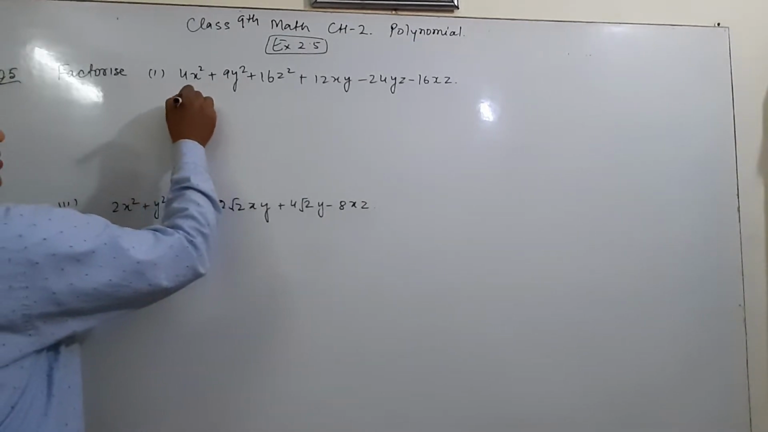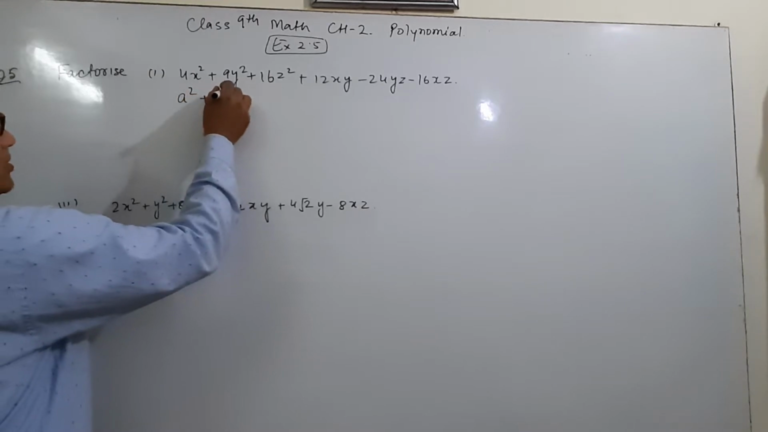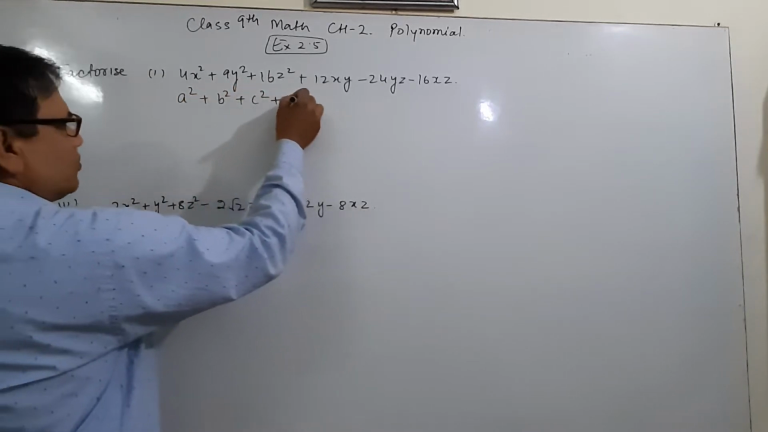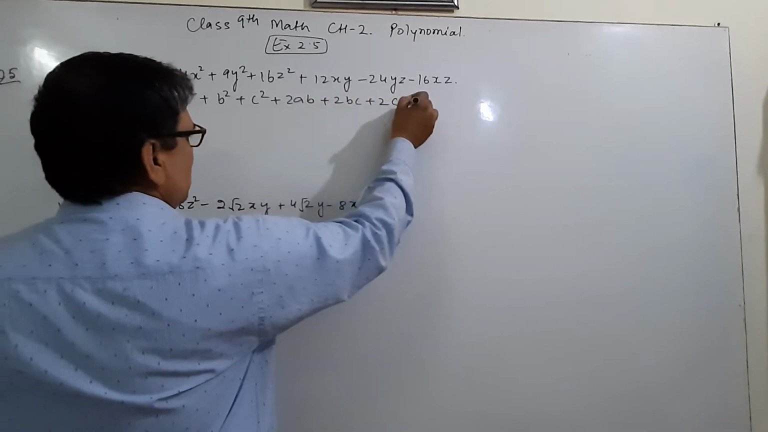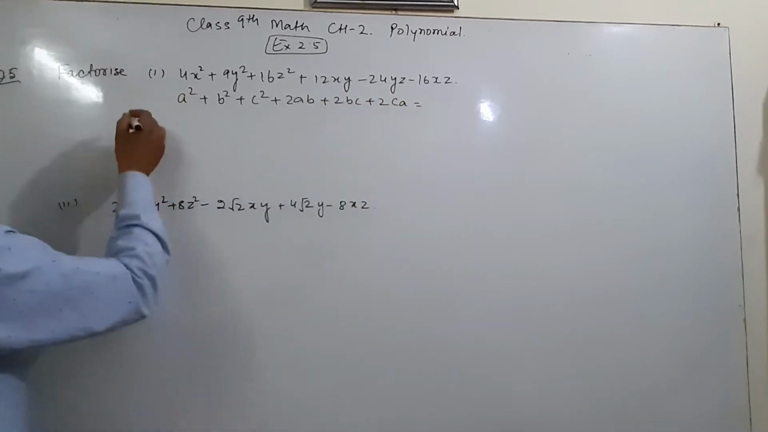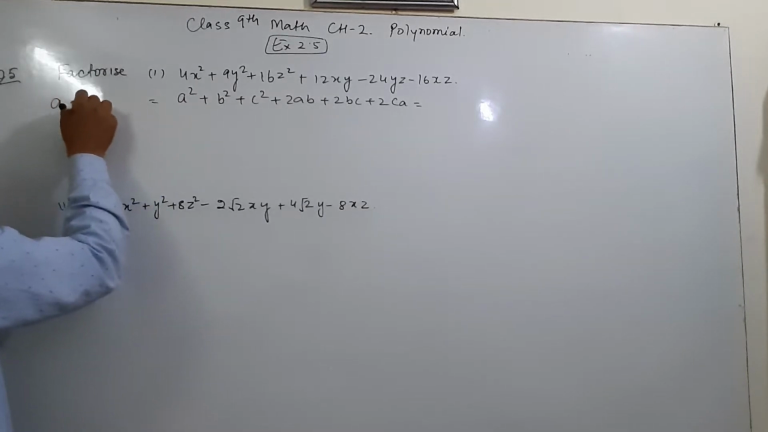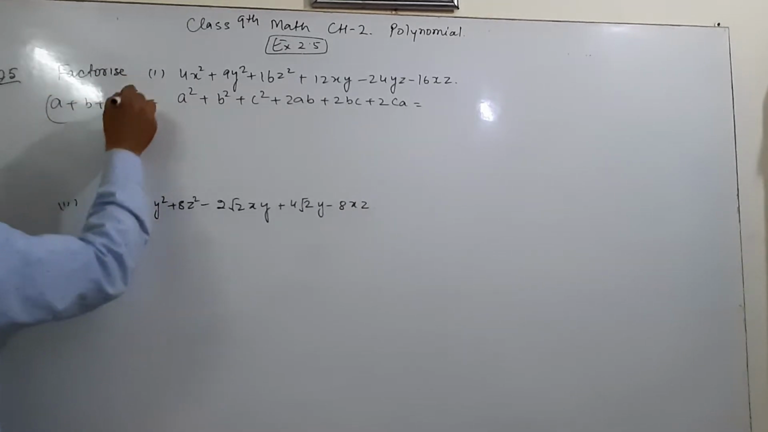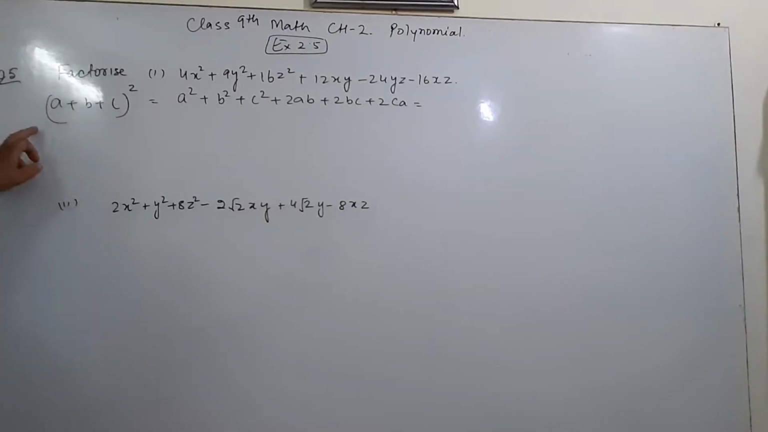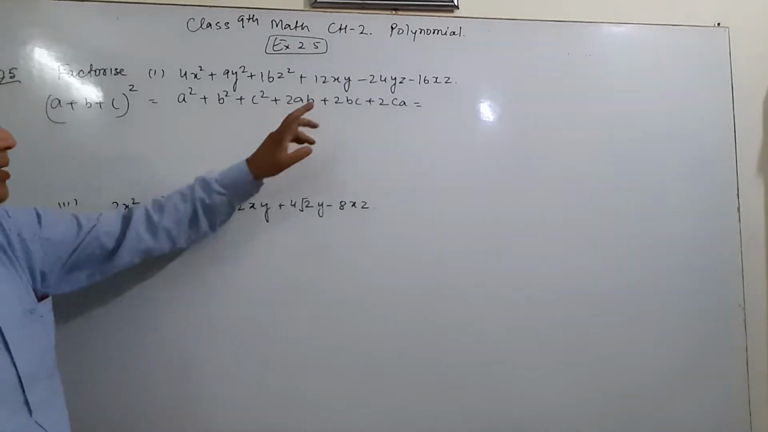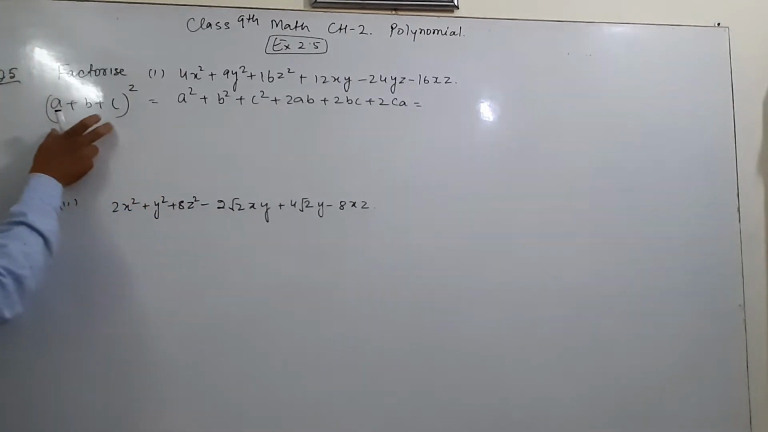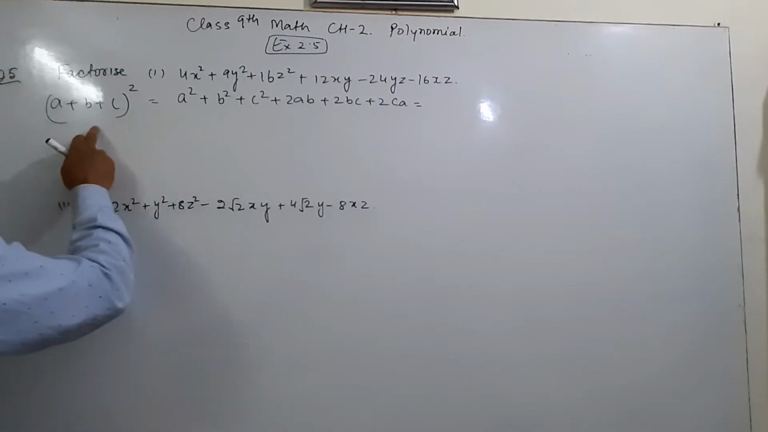Here is a square plus b square plus c square plus 2ab plus 2bc plus 2ca equal to, as I have told you, (a plus b plus c) whole square. (a plus b plus c) whole square is equal to a square plus b square plus c square plus 2ab. This whole square I have written on the right. It means both are equal, LHS, RHS.